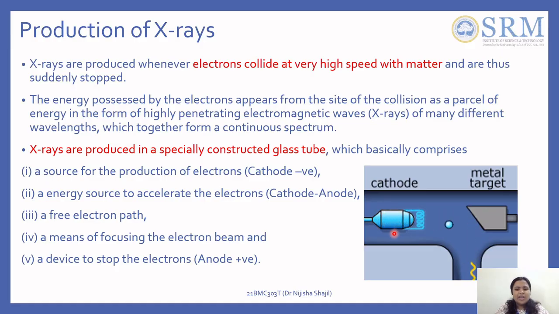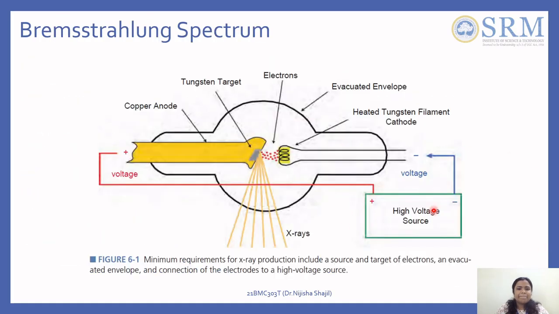So you have the very important components: an electron generator, an electron accelerator, a path, a target, and then an overall containing envelope. That is the main important component. When you're using these X-rays, you have two types of spectrums which are produced.